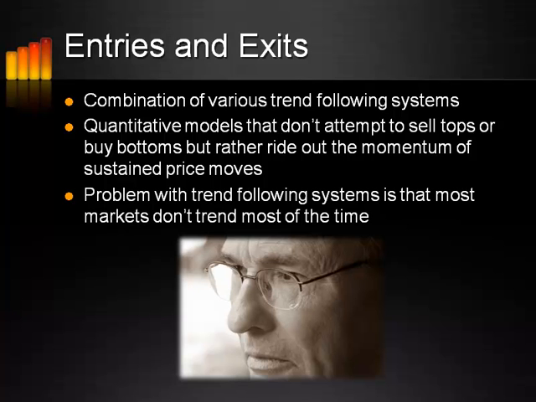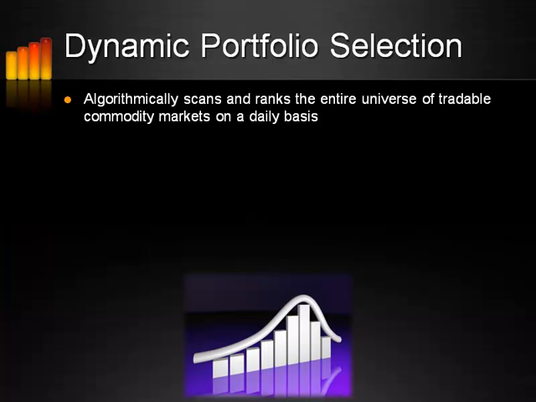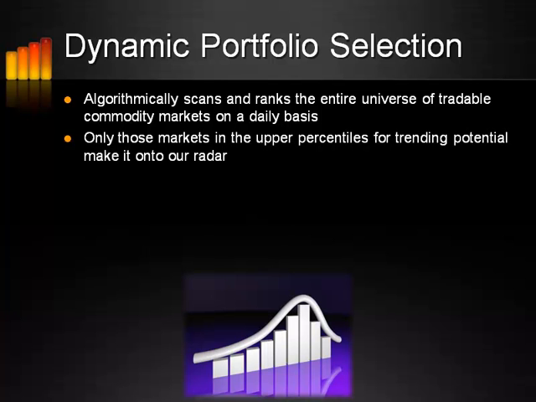The only problem, as we see it, with trend-following systems is that most markets don't trend most of the time. And it's for this reason that we've created what we call our dynamic portfolio selection. What dynamic portfolio selection does is algorithmically scan and rank the entire universe of tradable commodity markets on a daily basis. And then it's only those markets in the upper percentile of trending potential that make it onto our radar as possible candidates to trade.